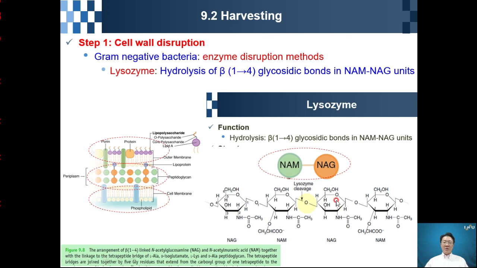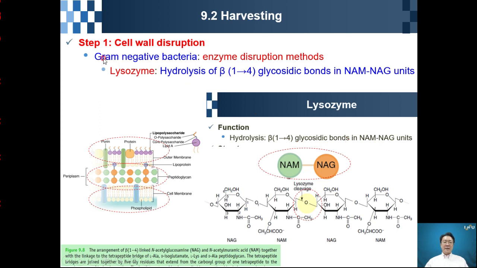NAM is based on glucose, and NAG is also based on glucose. Between the NAM and NAG there is a beta 1,4 bond: this is carbon 1 and this is carbon 4. So a beta 1,4 glycosidic bond exists between the NAM and NAG. The enzyme lysozyme can disrupt the beta 1,4 glycosidic bond in the NAM-NAG unit.